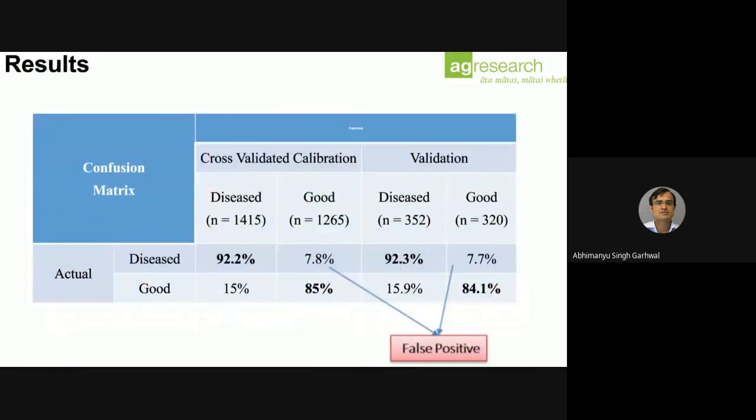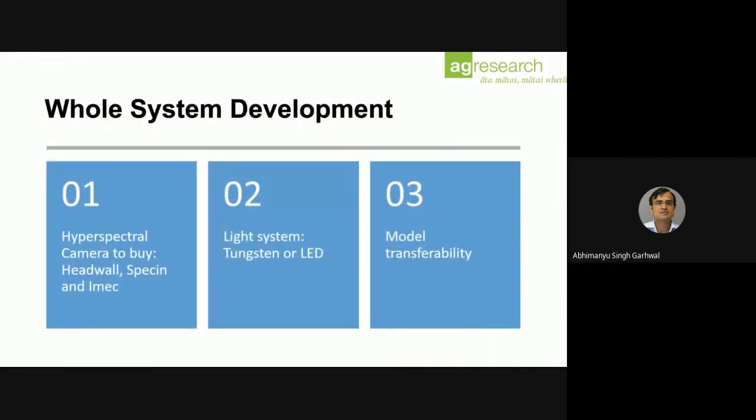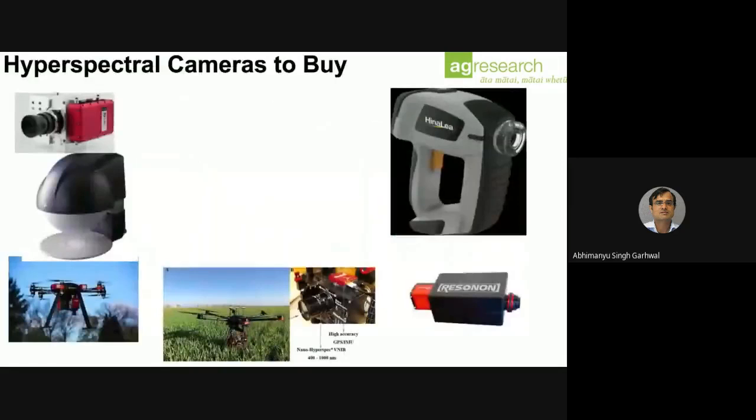So now the next stage is like we went to a company. This, Vyama, is a New Zealand-based company. We discussed this approach with them, and they are very happy to develop a machine on this project. For the whole system, the first step is we have to buy a hyperspectral camera. The second is the light system, and the third is model transferability: how the model we develop can be compatible with the machine that we are developing.